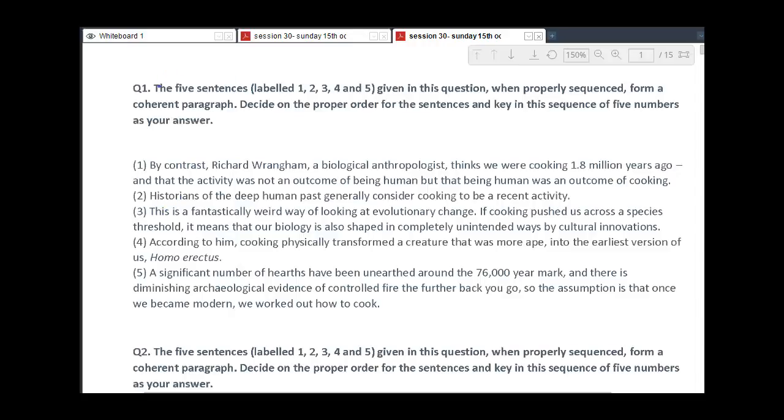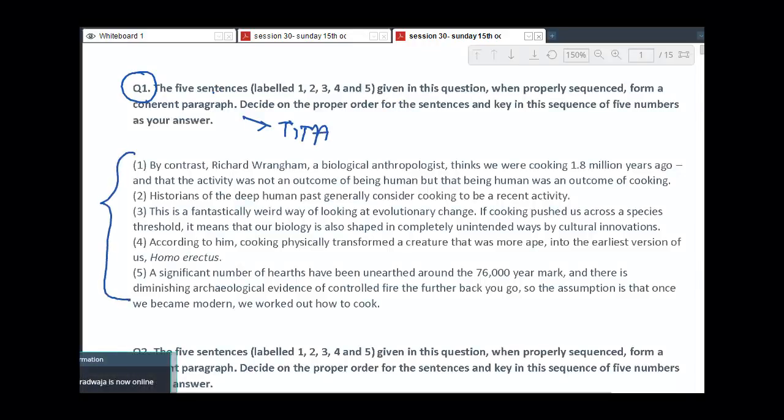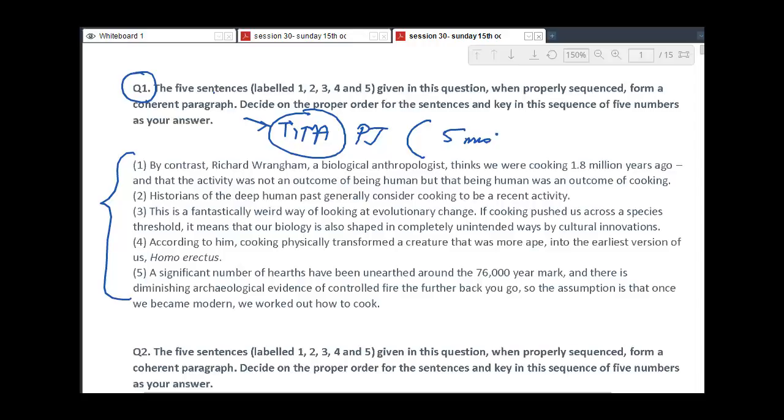Okay, people. So if you look at this first question, this is how I start my section. It says five sentences are given, and I know that it's a theta question. And what happens the moment I see this? I would not waste my time on theta PJ, because the chances are that I may get it wrong, and it will at least take 5 minutes for me to arrive at the answer.